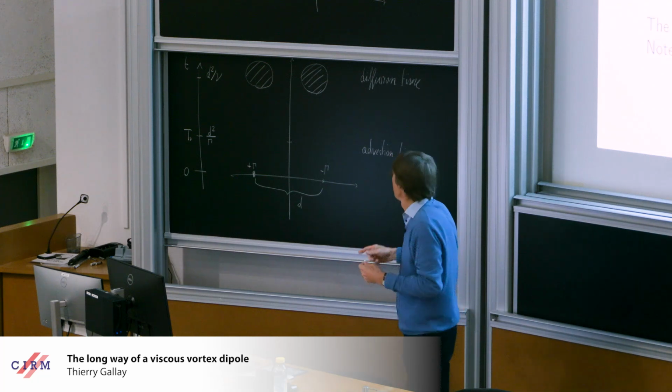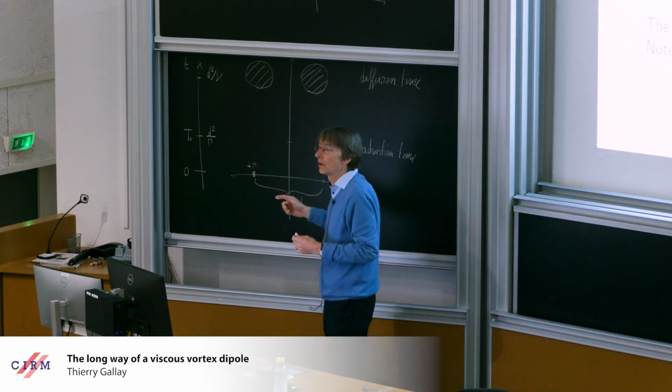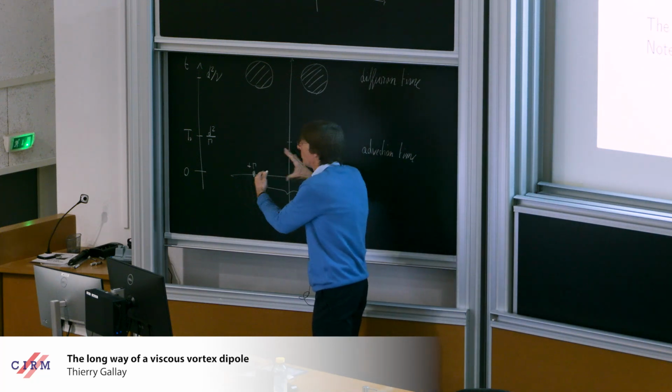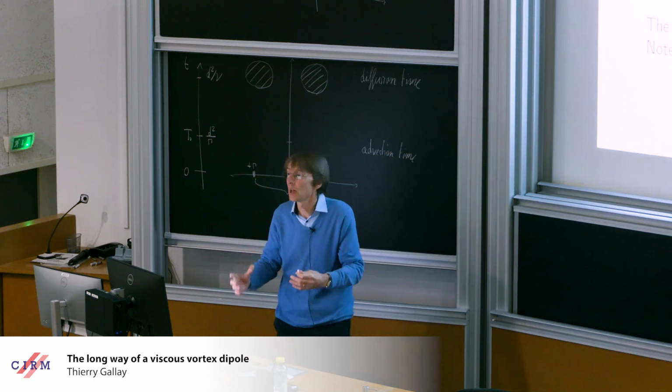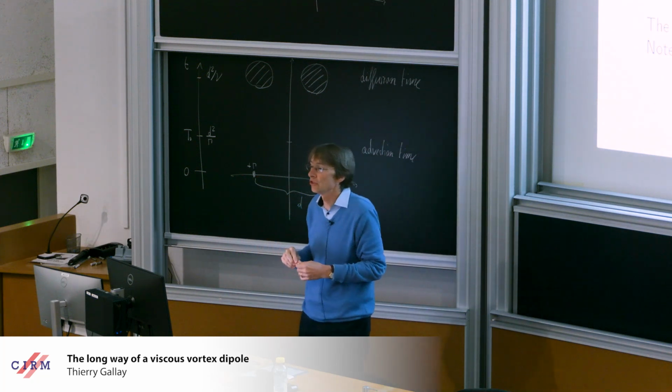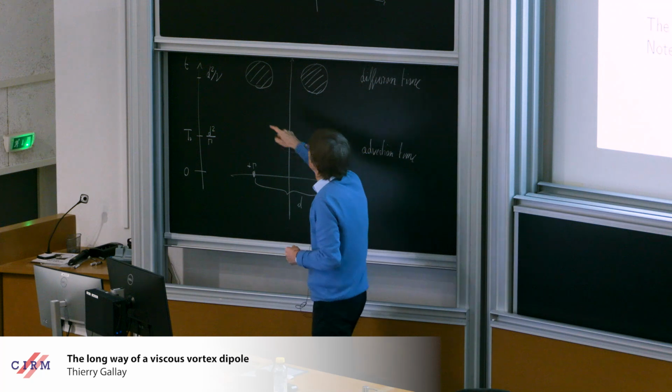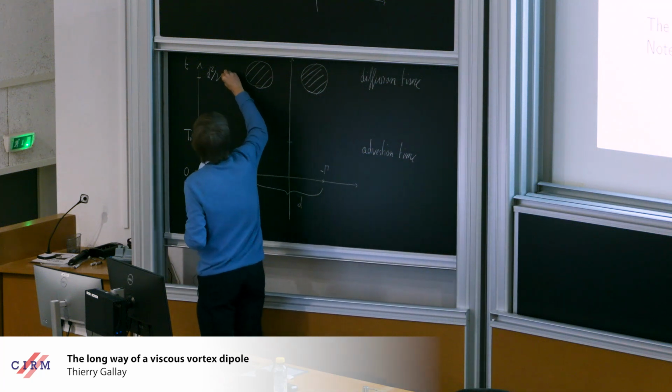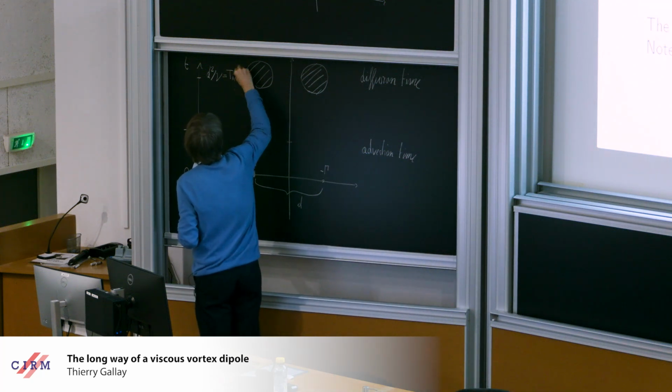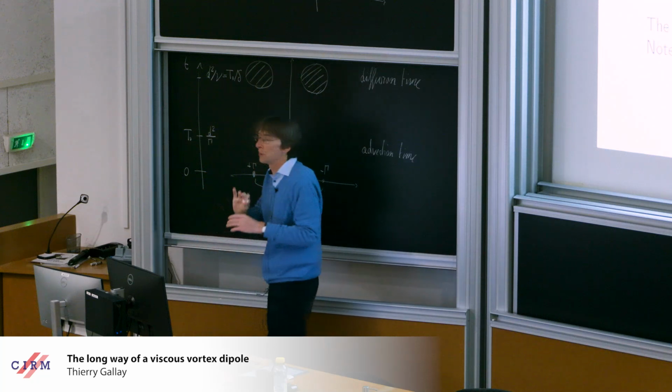In the converse regime, if you start with a small Reynolds number, it means that the pair is destroyed by diffusion without having time to move. This is not the regime we want to consider. So we would like to reach this term here, which is t0 divided by delta. This we cannot do, okay?